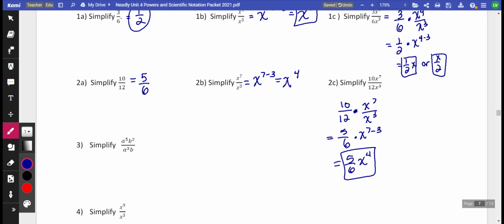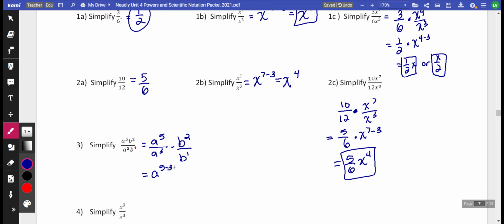5/6, I treat that as a coefficient. All right, number 3. We're going to simplify a to the 5th b squared divided by a to the 3rd b. Well, first and foremost, I'm going to put my imaginary 1 with that b, and I'm going to make this into two separate fractions. A to the 5th divided by a to the 3rd times b squared divided by b to the 1st. Now I'm going to subtract my exponents for a and my exponents for b because they have the same base and I'm dividing them.